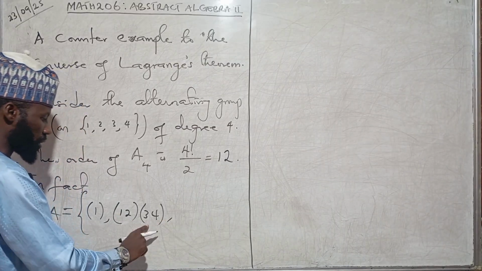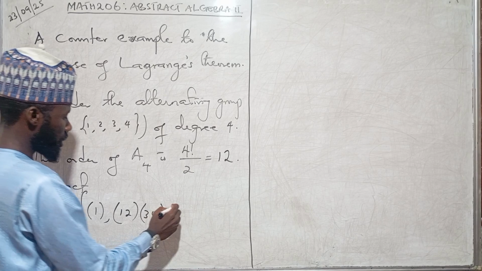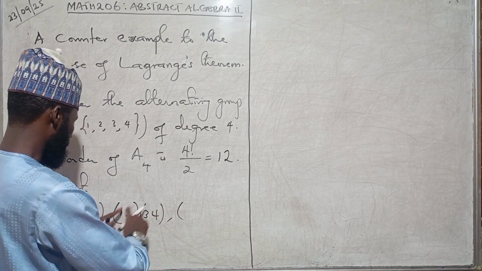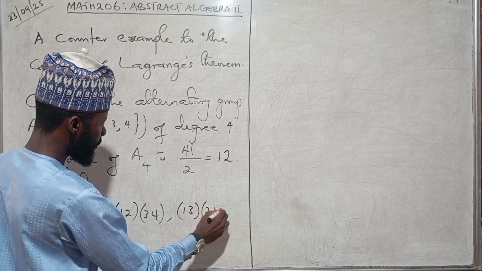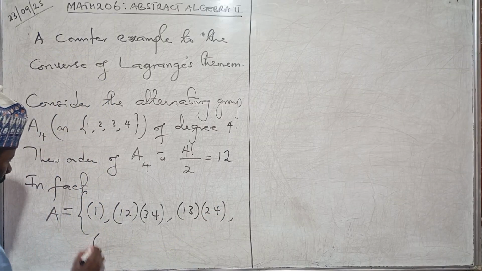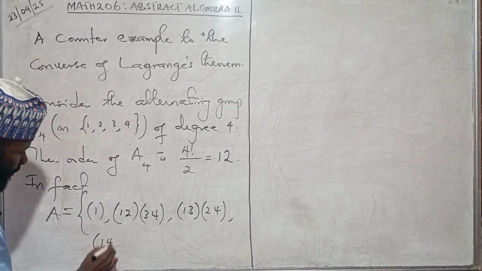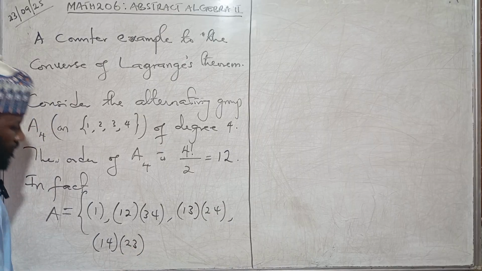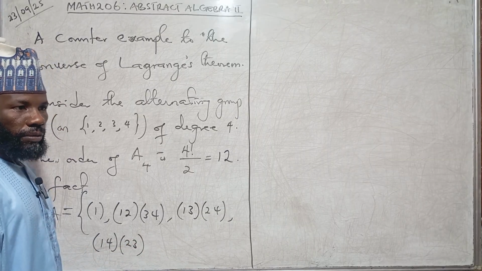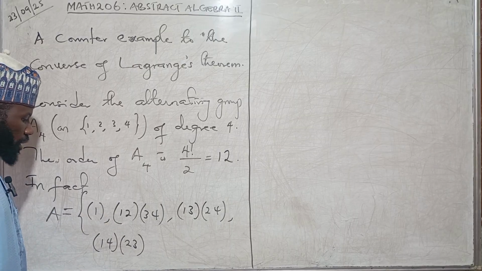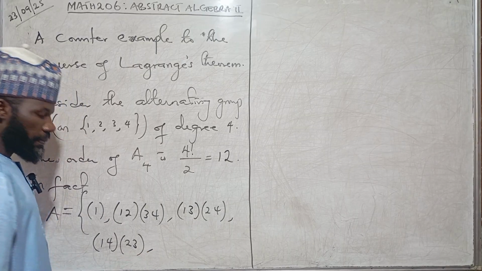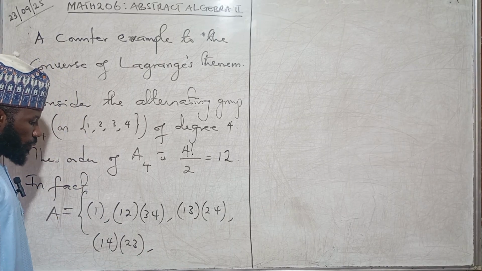So a product of 2 transpositions will always be an even permutation, and you can have all of them because these are self-inverses. So you can have (1 2)(3 4), (1 3)(2 4), and also (1 4)(2 3). These are the 3 even permutations that are products of 2 transpositions in the symmetric group S4.